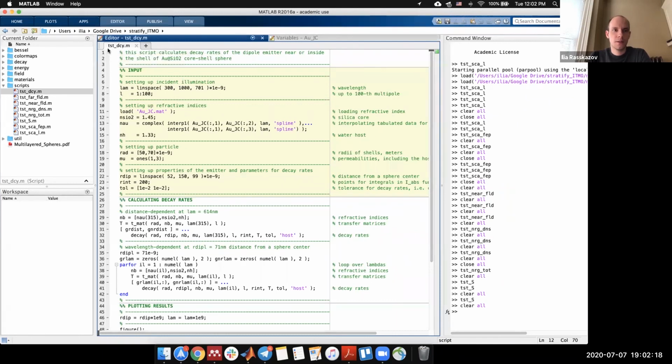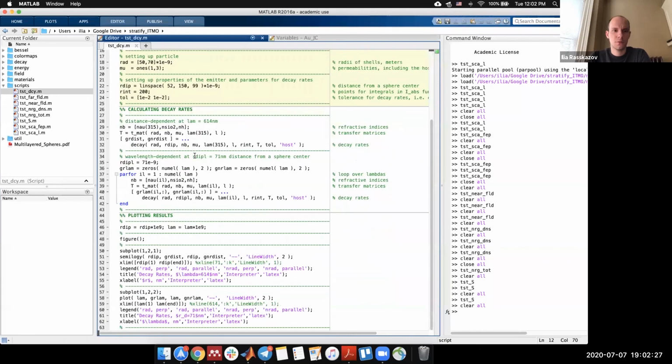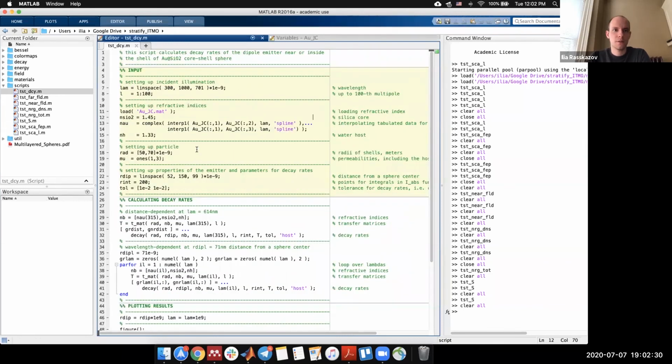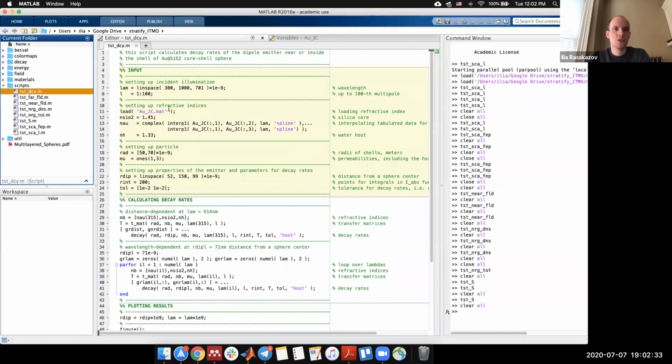Open up the tstdcy, and here it will be the final script for today. We have roughly 10 minutes before we finish our very long session. This script calculates decay rates with a dipole emitter near, outside, or inside the shell of the gold silica core shell sphere. Again, gold and silica. And to remind you that you can replace all of the materials with whatever you like, but be careful, please.